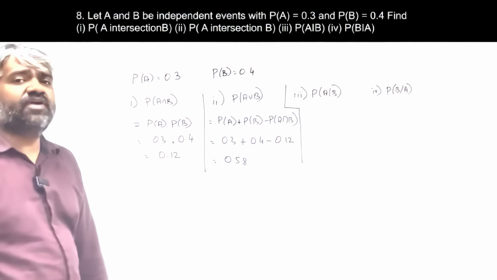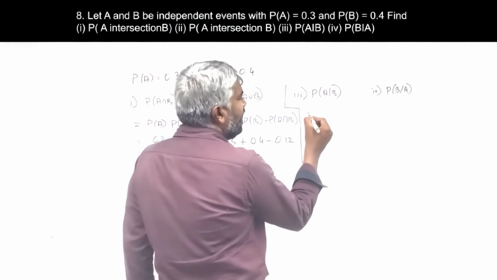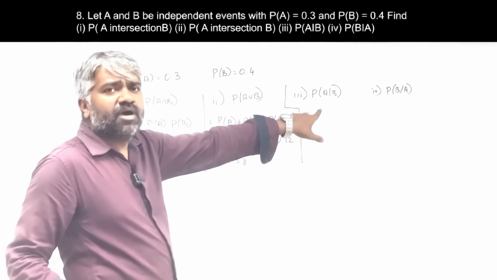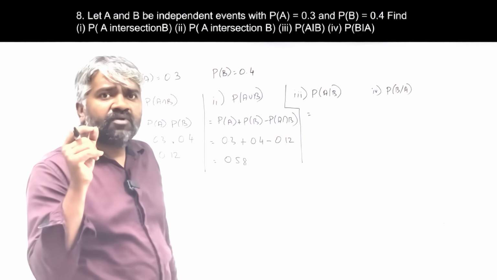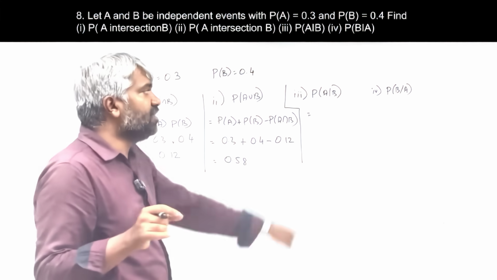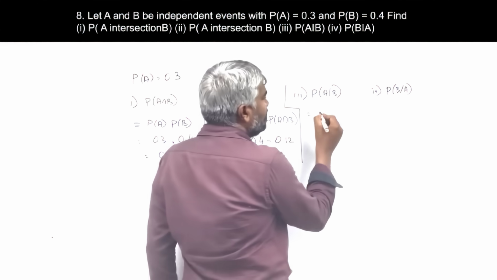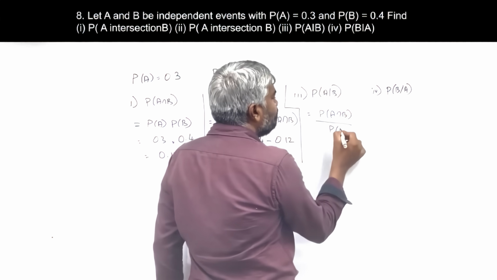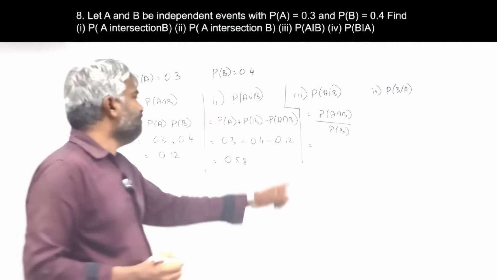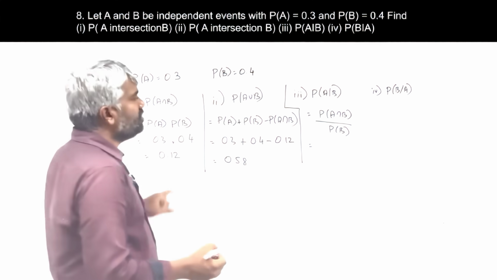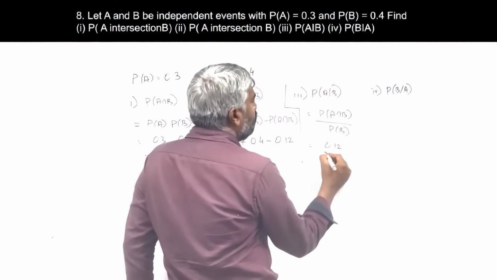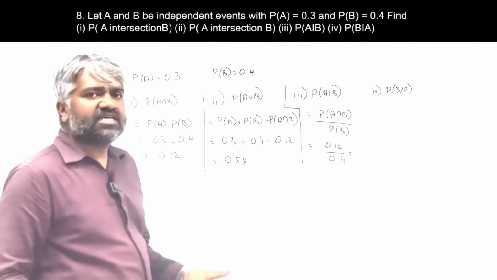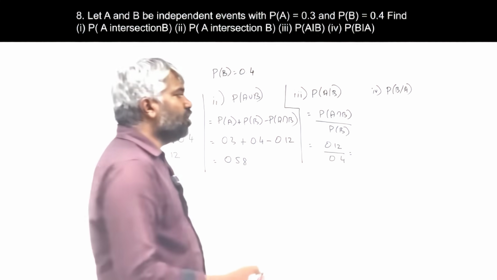Now the third subdivision, we need to find the value of P of A bar B. I hope you remember the method. Okay. What is P of A bar B, which comes under which condition? Conditional probability method, right? So P of A bar B is P of A intersection B by P of B. What is P of A intersection B, which we found as 0.12. What is P of B? 0.4. Okay.